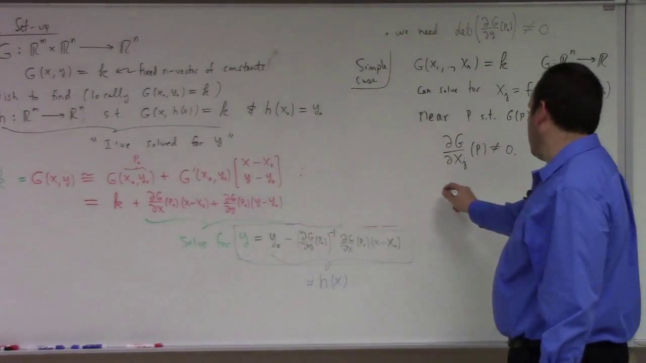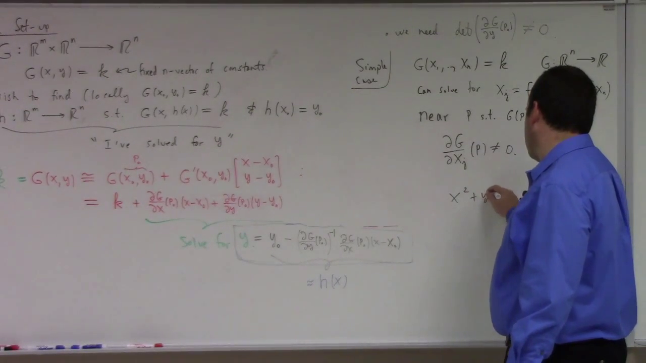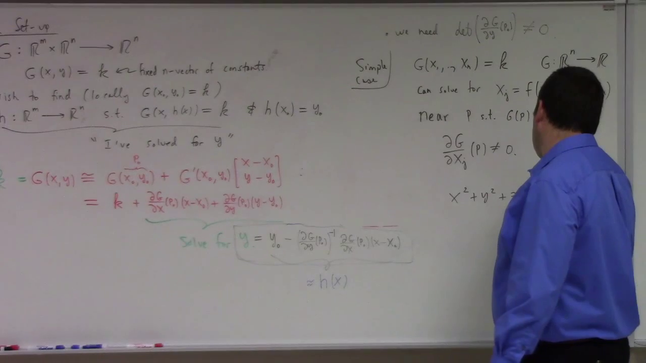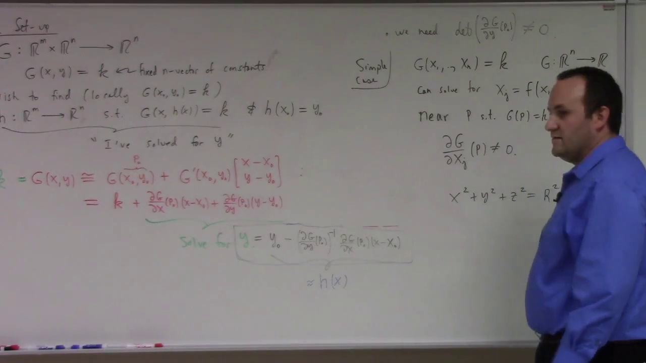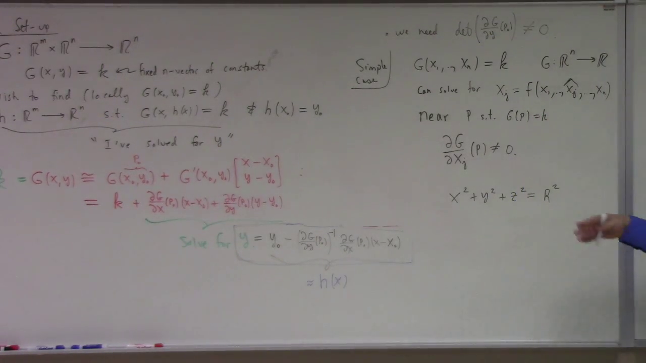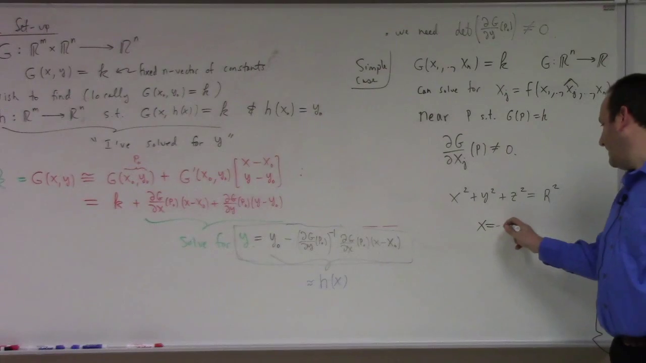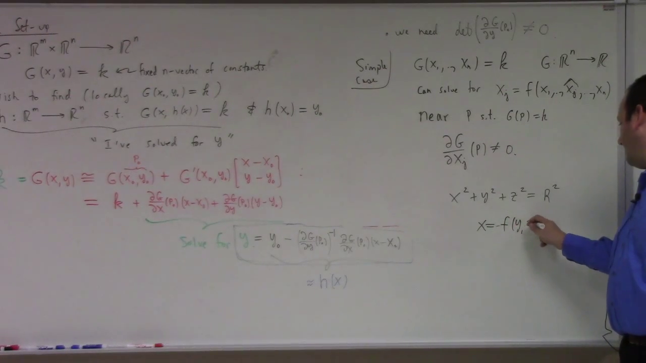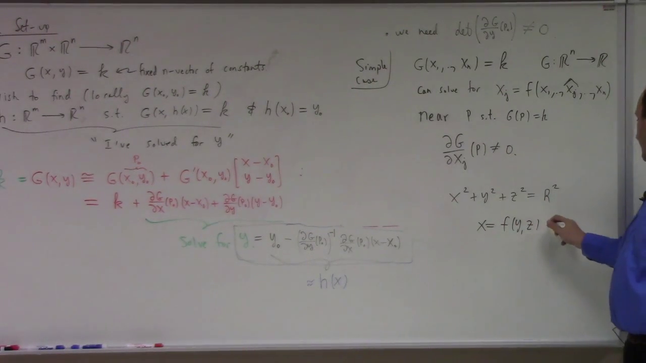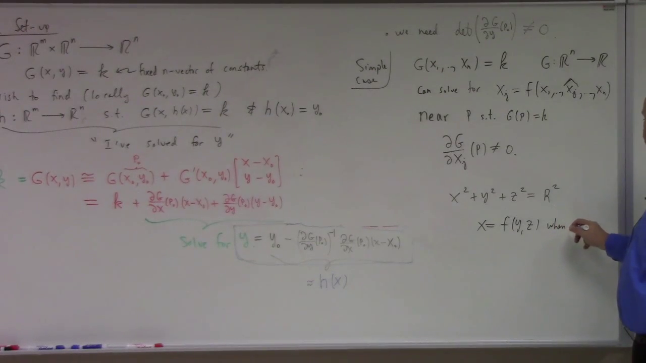So for example, when you look at the sphere x squared plus y squared plus z squared equals r squared, where r squared is a constant, you can solve for x as a function of y and z when two x is not equal to 0, near the point where you're looking at, because that's the partial derivative with respect to x.